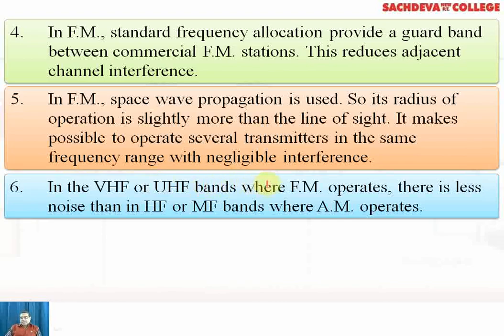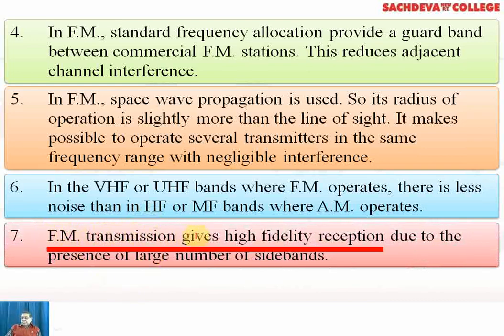In the very high frequency or ultra high frequency bands, where frequency modulation operates, there is less noise than in the high frequency and medium frequency bands. So basically the purpose of frequency modulation is better, that we have to reduce the noise. In amplitude modulation, noise interrupts the whole phenomenon, but in frequency modulation, noise can be reduced to a very large extent, and at the receiving end, we don't find any noise in the signal.